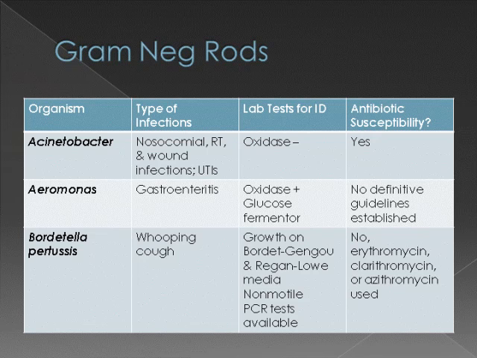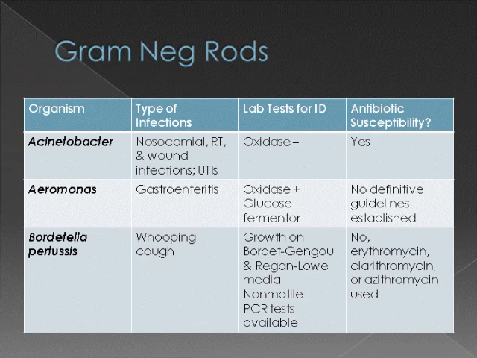Okay, first we have Acinetobacter. This one causes nosocomial infections, respiratory tract and wound infections, and UTIs. It is oxidase negative, and susceptibility would be needed. Aeromonas causes gastroenteritis. It is oxidase positive and is a glucose fermenter. There are no guidelines really on susceptibility for this organism.